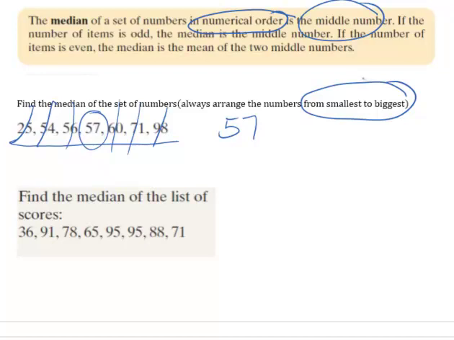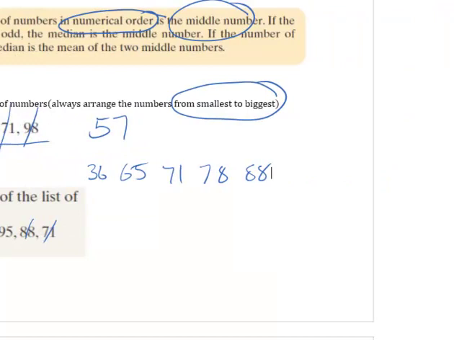Now again, remember, my numbers need to be arranged from smallest to biggest. So when I look at this next problem, the first thing I notice, my numbers are not in order. So I'm going to arrange them in order first. So I'm going to write 36. That's the smallest one. The next one we should have would be 65. After 65, we should have 71. And then 78. And then we have, what else? Let's see, 88. And let me move this over a little bit. After 88, I have 91 and 95.